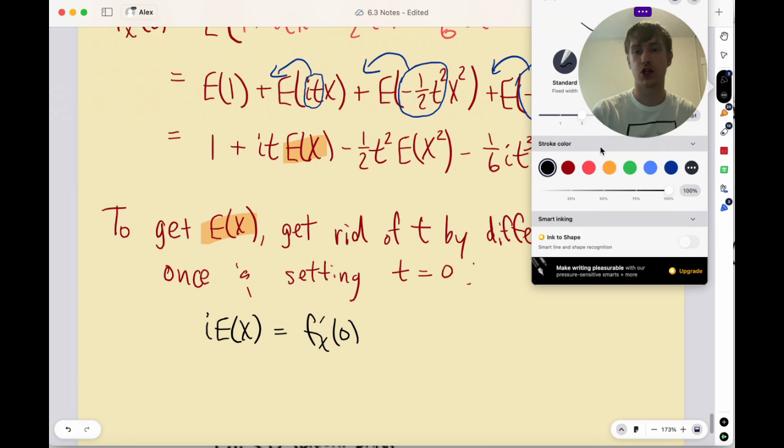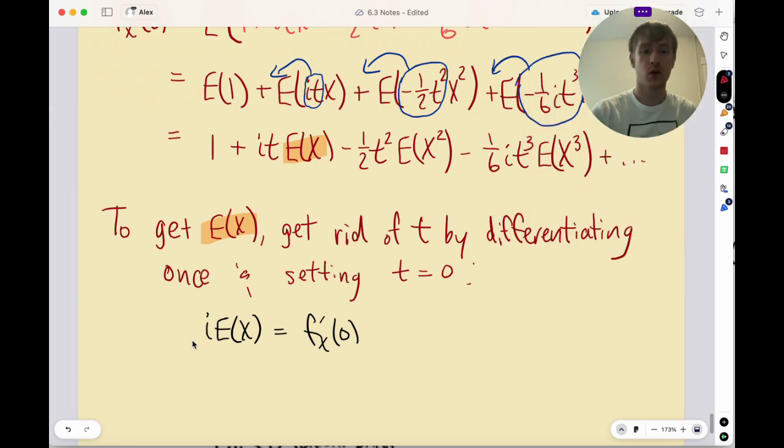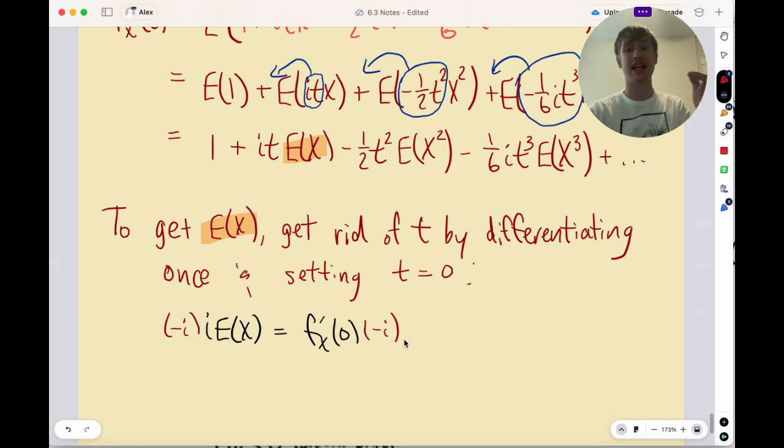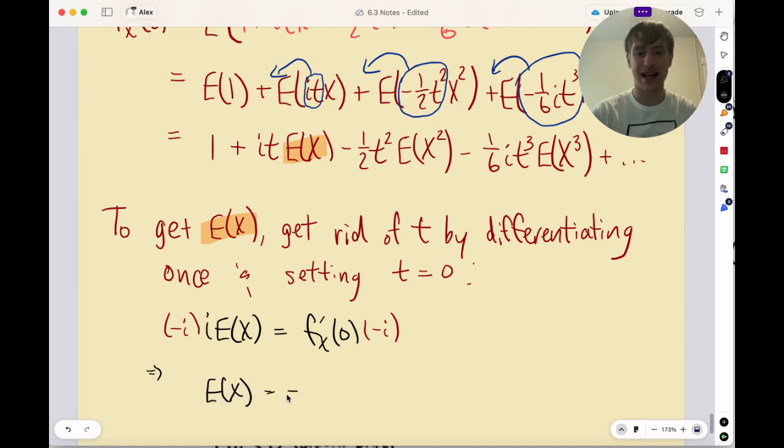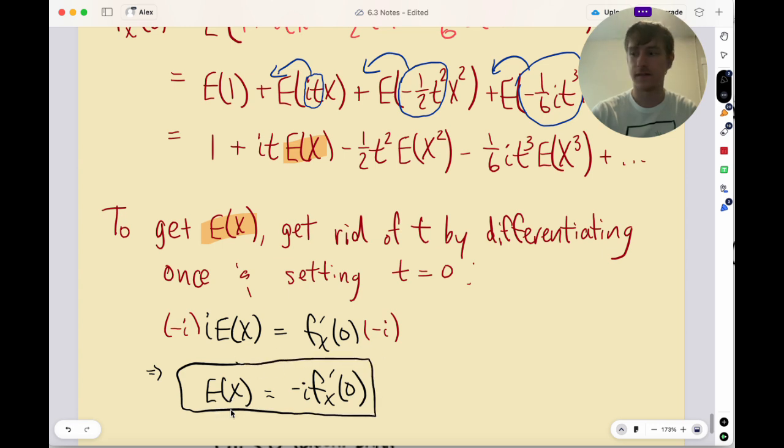Well, there's a neat trick. What you do is you multiply both sides by negative i, because i squared is negative 1, so negative i times i is negative negative 1, which is a positive 1. So that implies that the expected value of x is negative i times the first derivative of the characteristic function evaluated at 0.